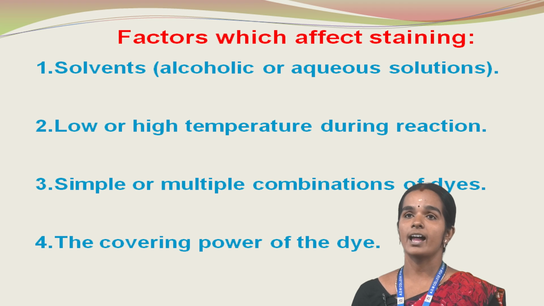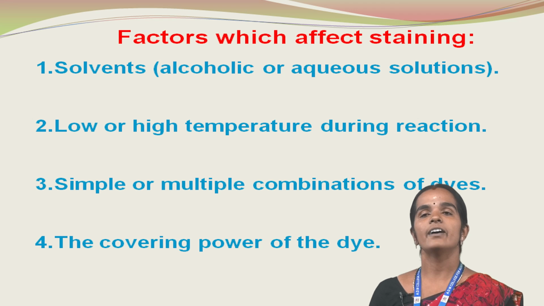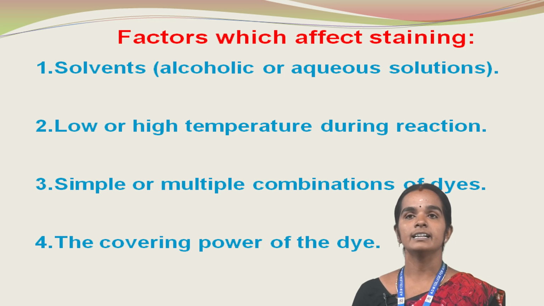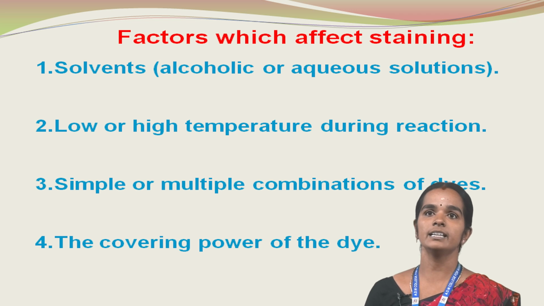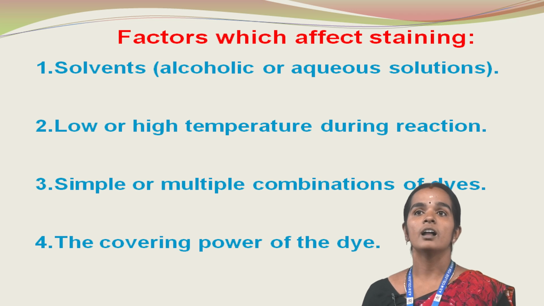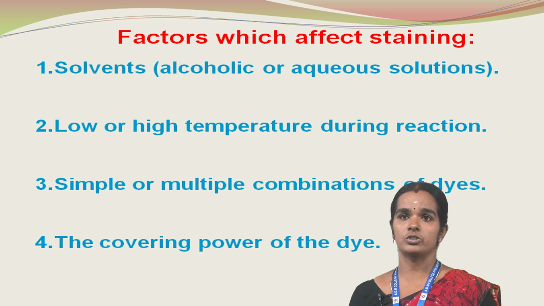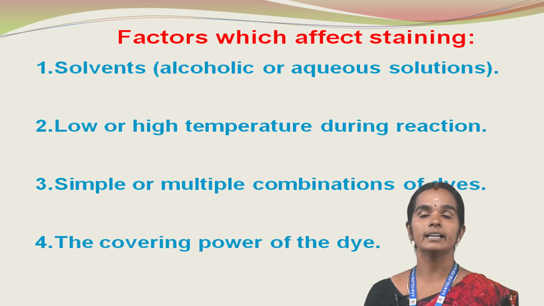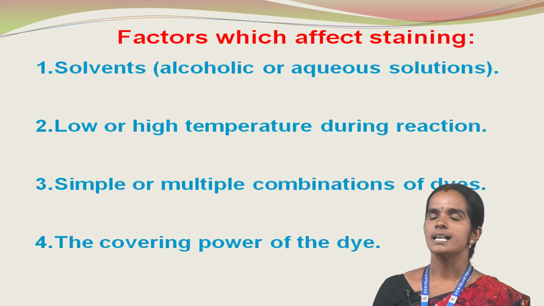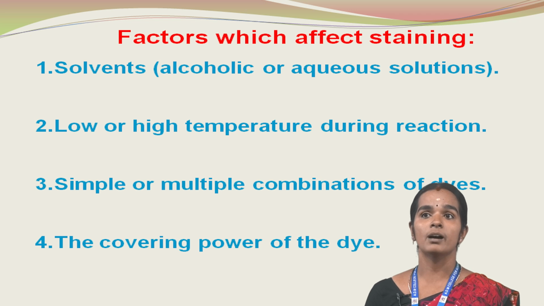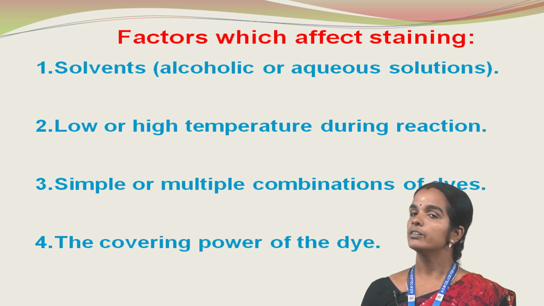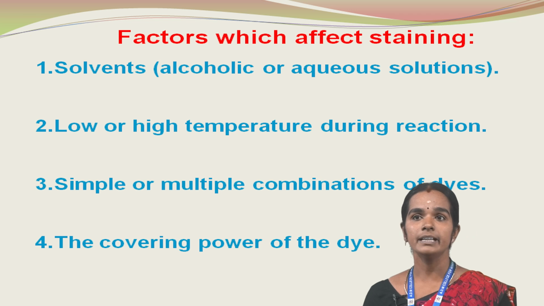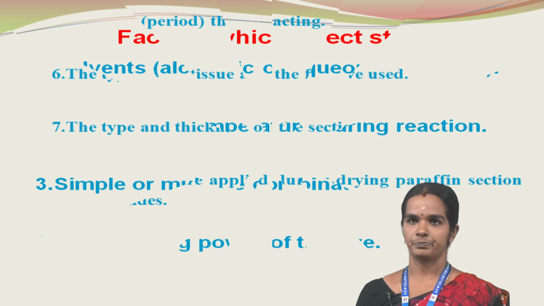This is the factors of staining. Factors which affect staining contain 9 points. First point, solvent, alcoholic or aqueous solution. Second point is low or high temperature during reaction. Third one is simple or multiple combination of dyes. Fourth one, the covering power of the dye.